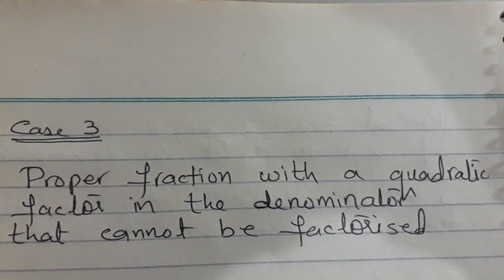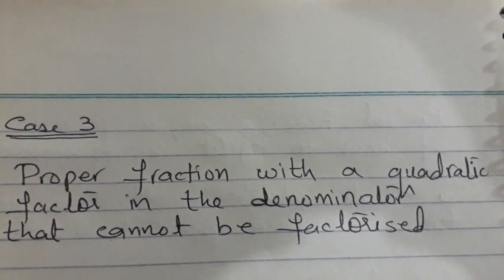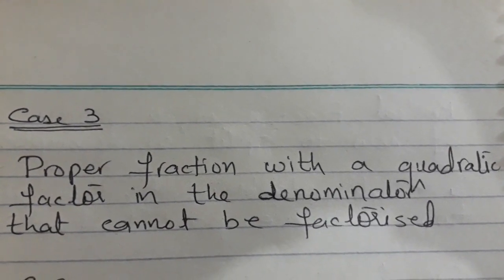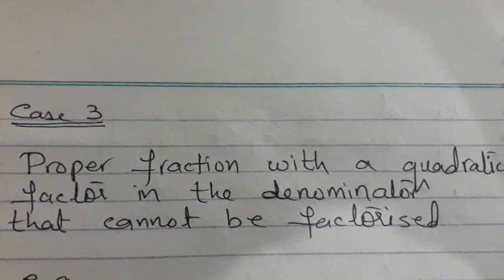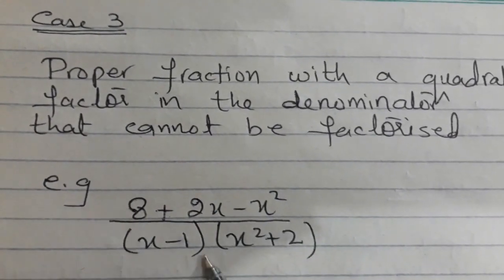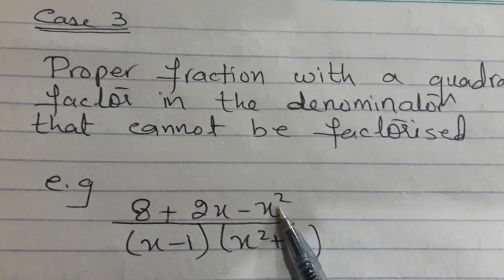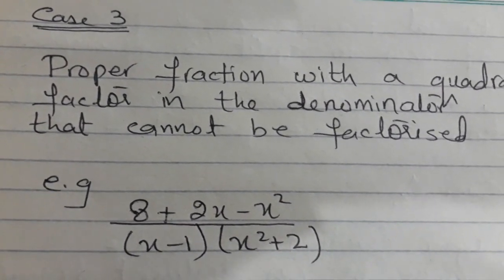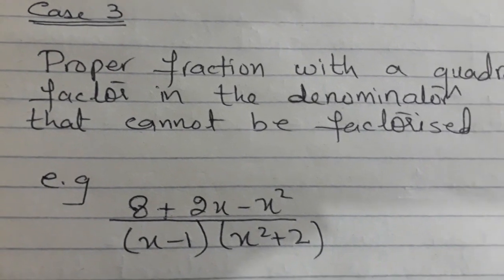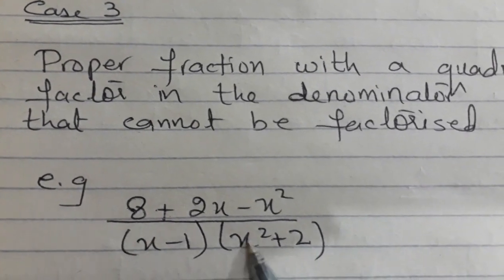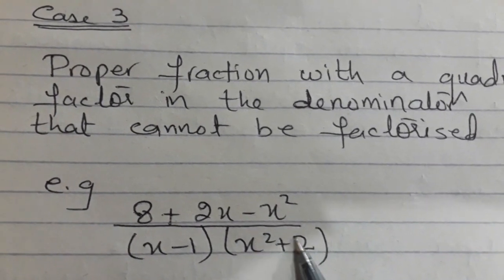Case number 3: in the denominator of the proper algebraic fraction, you will have a quadratic factor which cannot be factorized. So let's see here. If you see this algebraic fraction, the highest degree of the polynomial in the numerator is 2, whereas if you multiply this by this, it will be cubic. So this is a linear factor, this is a quadratic factor. How do we decompose it?